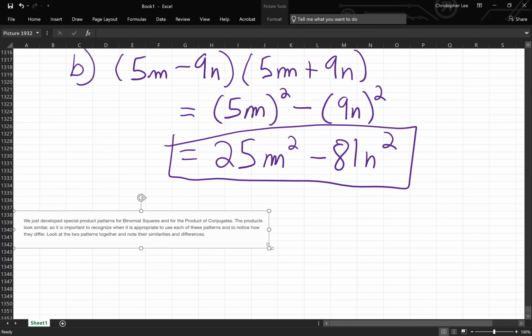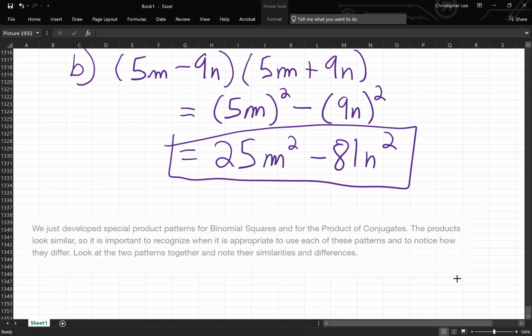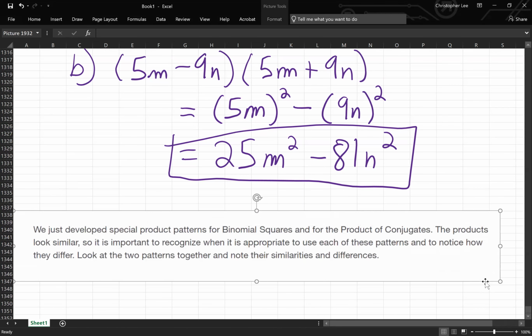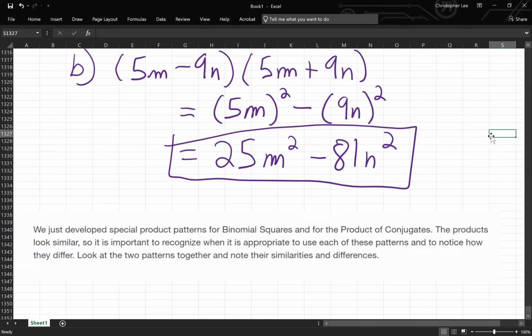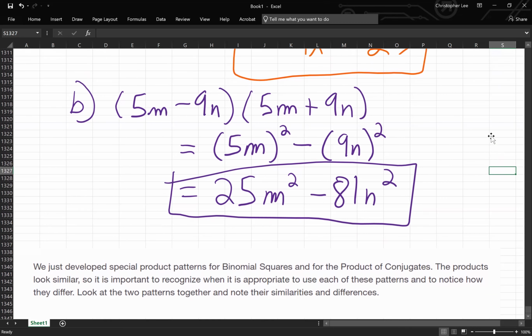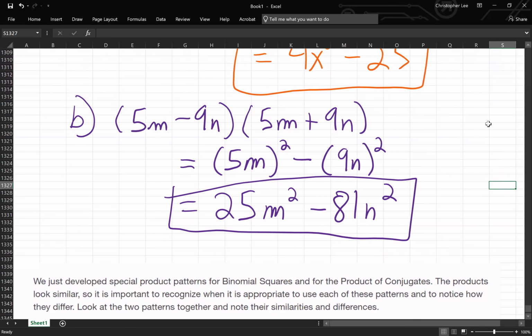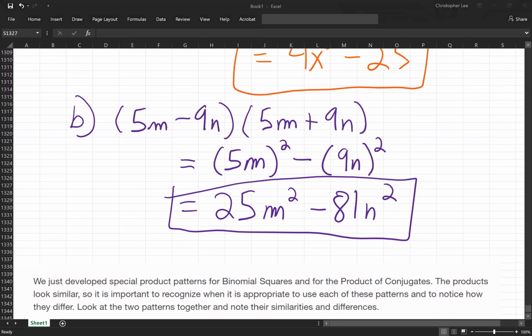All right, real quick, because I see the time and I don't want to keep y'all too late. So we just developed special product patterns for binomial squares and for product of conjugates. The products look similar, so it is important to recognize when it is appropriate to use each of these patterns and to notice how they differ. Look at the two patterns together and notice the similarities and the differences. Okay, let's take a look.